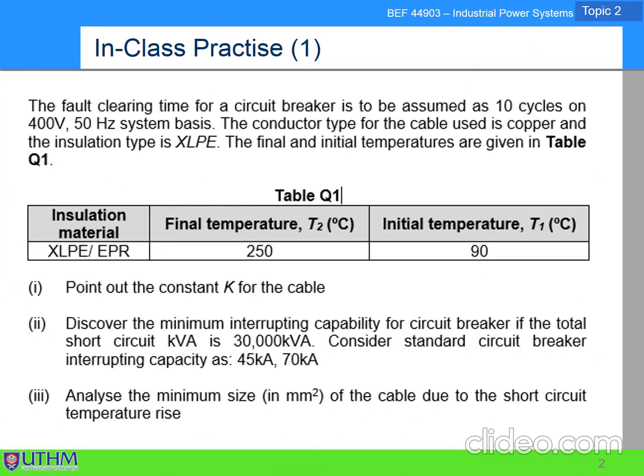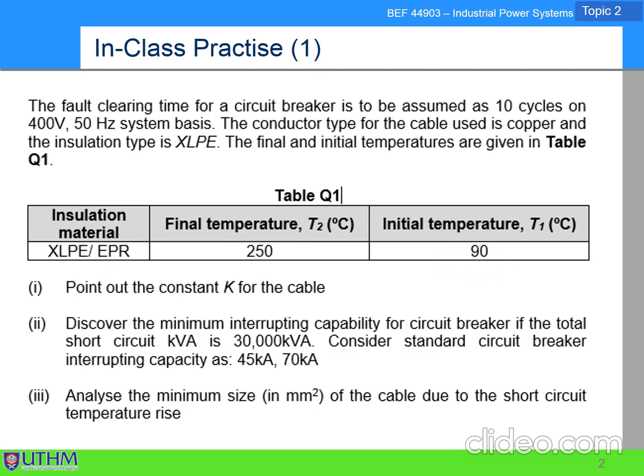Now we go to in-class practice number 1. The fault clearing time for a circuit breaker is to be assumed as 10 cycles on a 400 volt 50 Hz system basis. The conductor type for the cable used is copper and the insulation type is SLPE. The final and initial temperatures are given in Table Q1. This is the information given: this is the type SLPE, this is the final temperature and this one is the initial temperature.